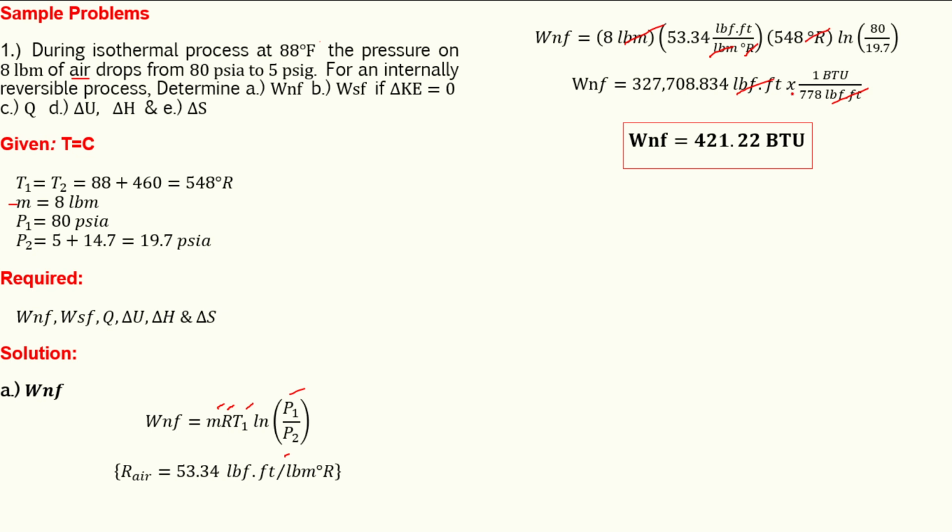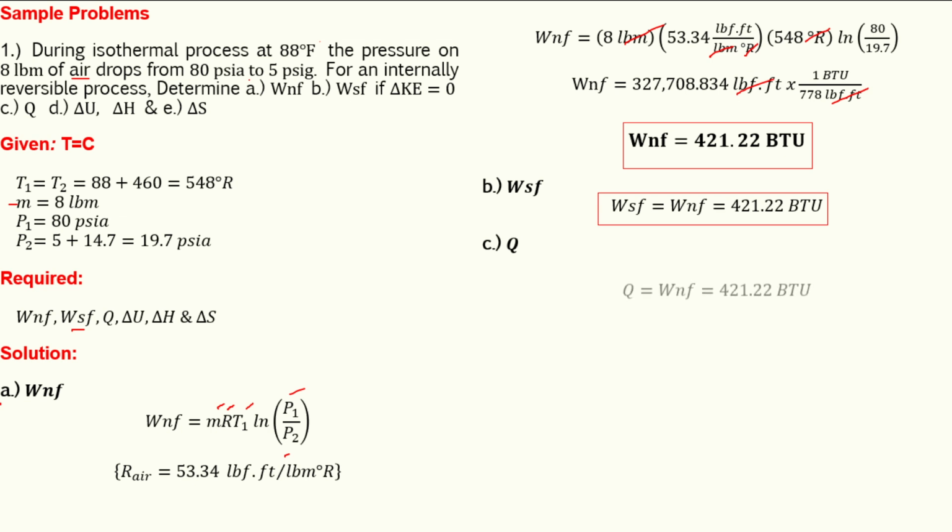Okay? Now, solving for the work steady flow, which is the second one we need to find. Based on the concept we used earlier in deriving the formula, work steady flow is equal to work non-flow, which is 421.22 BTU. So, no need to solve anymore, because they are equal. In terms of heat, it is the same. It is also equal to the work non-flow, 421.22 BTU.